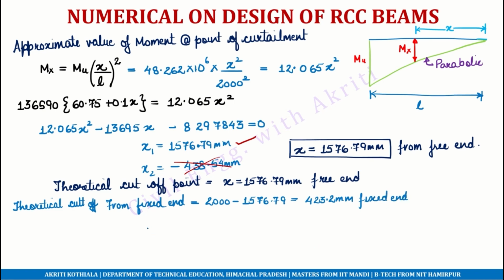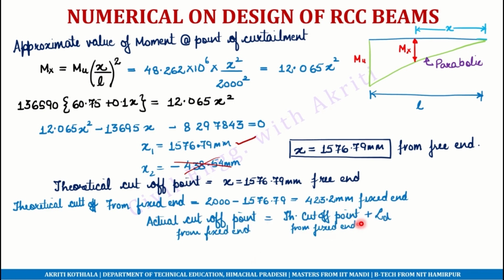Now we will add the development length to calculate the actual cutoff point from the fixed end. Actual cutoff point will be simply theoretical cutoff point plus LD. How do we calculate this LD? This LD has to be equal to D or 12 phi, whichever is greater. So substituting the values, D will be 300 mm. This is at the fixed end, so the value of D will also be for the fixed end. And 12 phi, we are curtailing a 25 mm diameter bar, so the value here is again 300 mm. So LD will be equal to 300 mm.